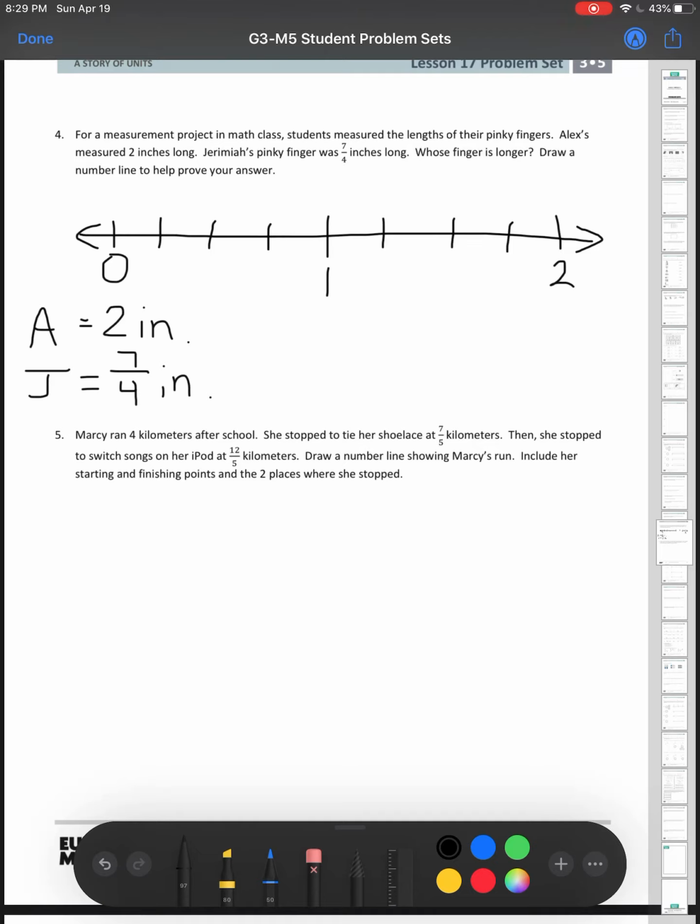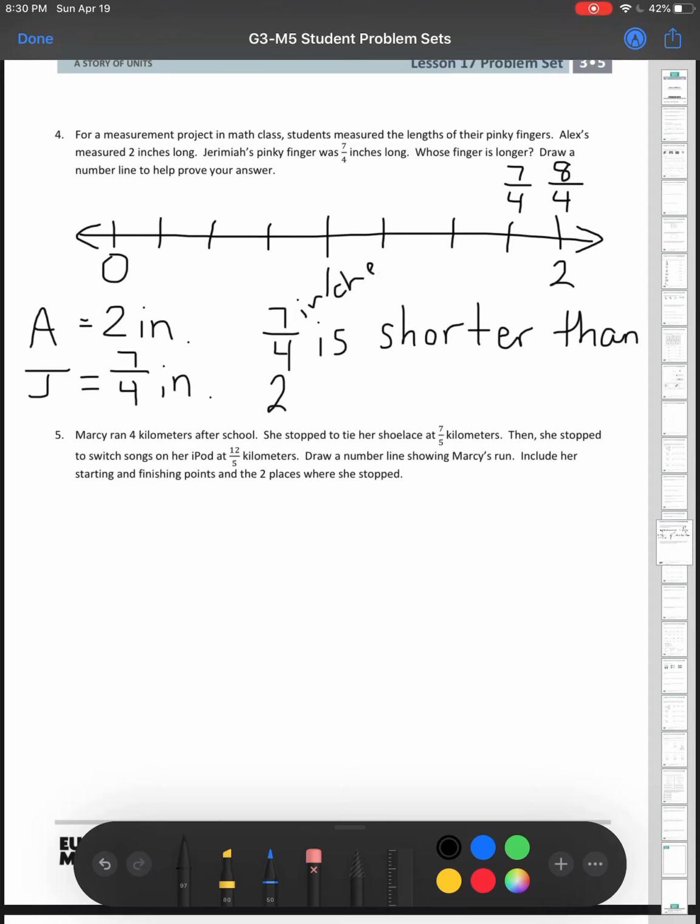So now let's put those on our number line. 2 inches, if we're talking fourths, is 4 times 2, which is 8/4. Jeremiah's was 7/4, so his is slightly shorter than Alex's. 7/4 is shorter than 2. Oh, I should put 7/4 inches is shorter than 2 inches, or 8/4 inches.